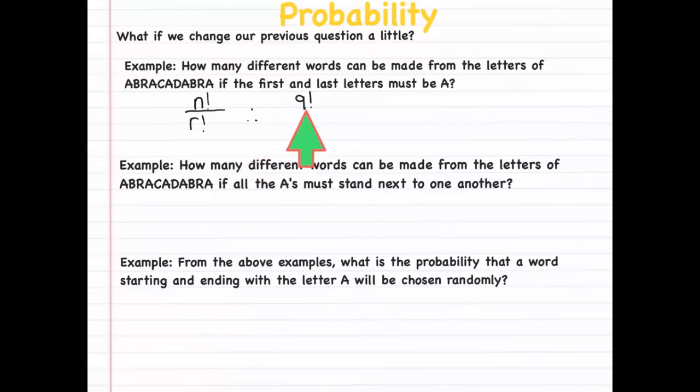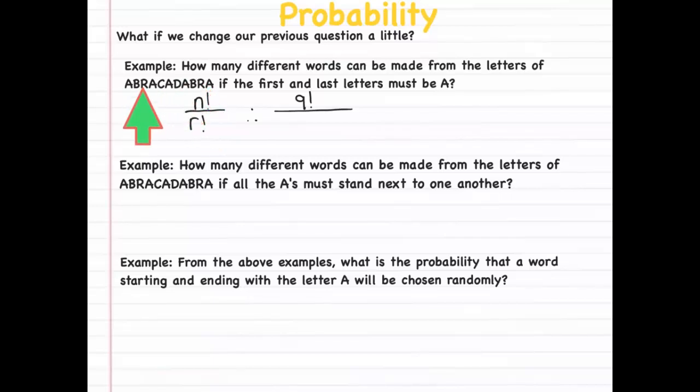Now, why 9? In our previous example, we had 11. Yes, because we rearranged all 11 of them. In this case, we're just rearranging 9 of them, the 9 in the middle, because the beginning and the ending letter has to stay an A. So now we divide by the number of letters that are repeated. And please remember that the A and the A are fixed. They are not part of this calculation.